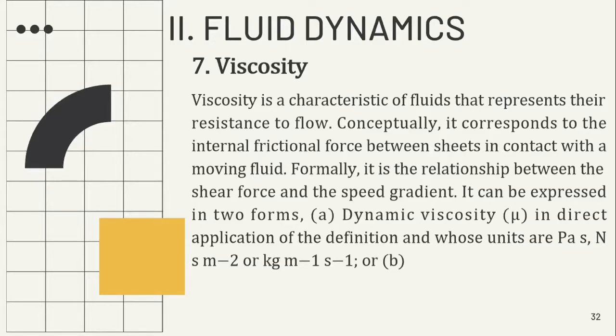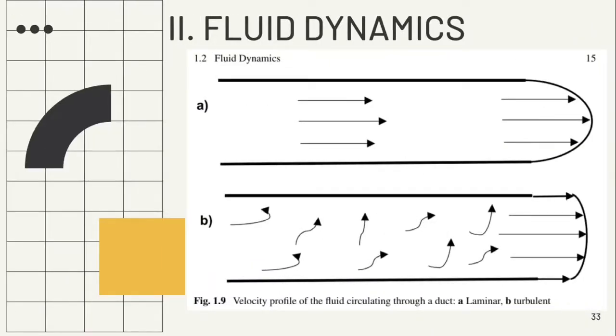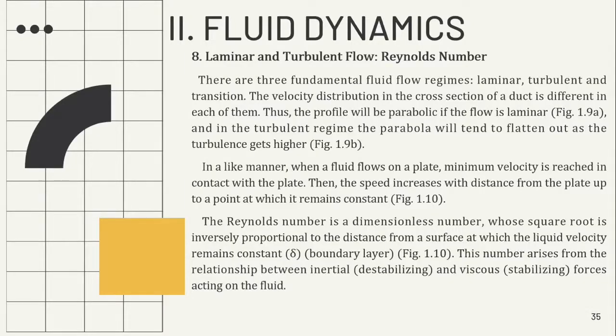It can be expressed in two forms: dynamic viscosity, used in direct applications of the definition and whose units are kg m^-1 s^-1; or, kinematic viscosity, which is the dynamic viscosity divided by the density of the fluid, in which case the units are m² s^-1. Velocity profile of the fluid circulating through a duct: A. Laminar. B. Turbulent. According to the above, kinematic viscosity can be written as ν equals μ over ρ. Number 8. Laminar and turbulent flow. Reynolds number. There are three fundamental fluid flow regimes: laminar, turbulent, and transition.